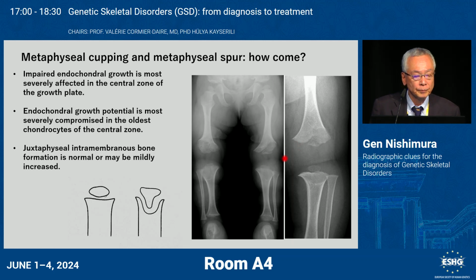That is because impaired endochondral growth is most severely affected in the central zone of the growth plate. The endochondral growth plate is most severely compromised in the oldest chondrocytes of the central zone of the growth plate. On the other hand, juxtaphyseal intramembranous bone formation is normal or maybe mildly increased. So these mechanisms cause metaphyseal cupping and metaphyseal spur.